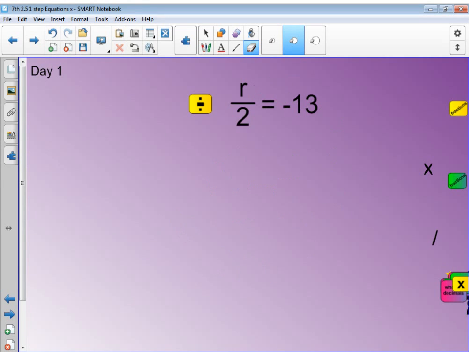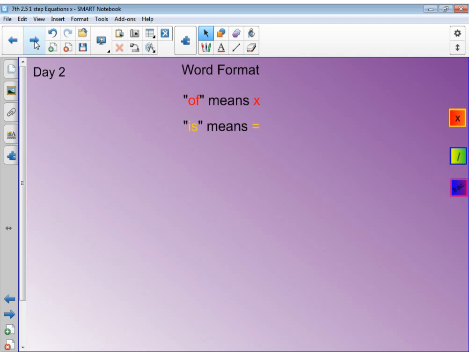Okay, so that's working with equations where they're already in algebraic form. Now we're going to work with some word format, converting them into algebra, and then working through those equations just like we did. In math, when we see the word of in a word equation, it means to multiply. When we see the word is, just like when we added and subtracted, it means an equal sign.